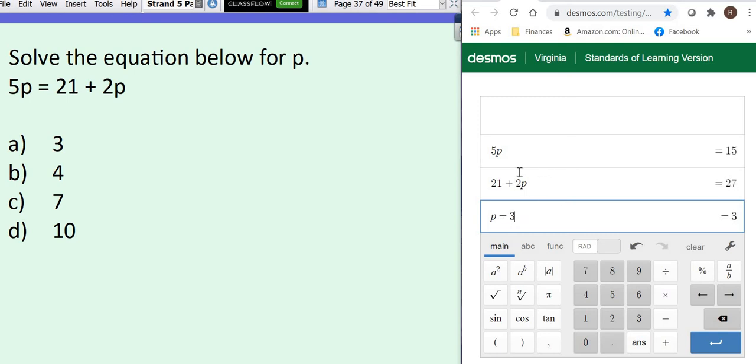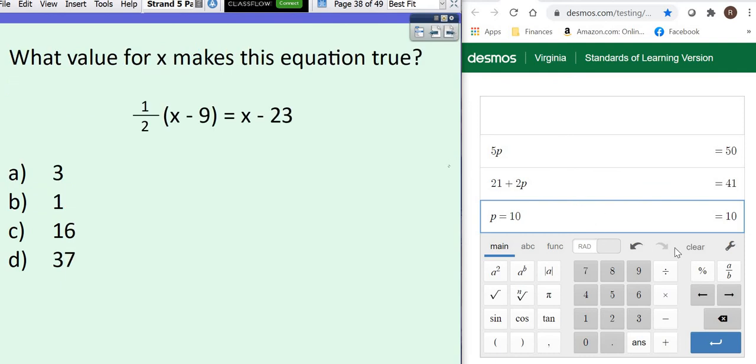There you go. I must have put x equals before. You have to make sure all the variables match. Well, one side's 15 and one side's 27, so 3 is not your answer. Let's try 4. One side's 20 and one side's 29. Those are not equal. How about 7? 7 gives you 35 on both sides. 35 equals 35, but let's try 10 just to make sure. 50 and 41. Nope, that didn't work. Just make sure not to make the mistake I made, and if your variables are p's, make sure you have p equals down here instead of x equals.